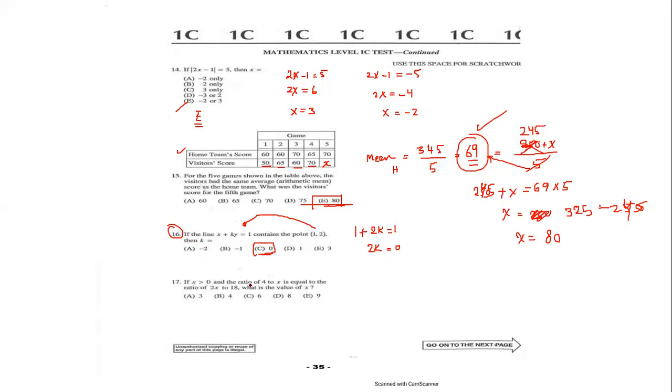x is greater than 0 and the ratio of 4 to x is equal to the ratio of 2x to 8. Write it like this, as fractions or a proportion equal to each other. The question is asking for x. By cross multiplication, 2x squared equals 32. And x squared now is 16 by dividing by 2 again. And x is 4. x equals 4. Letter B.